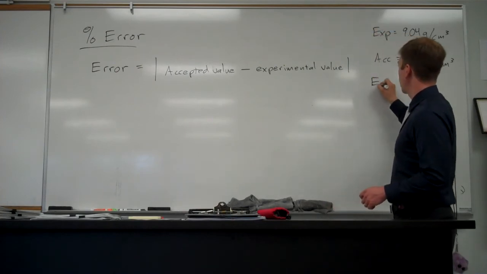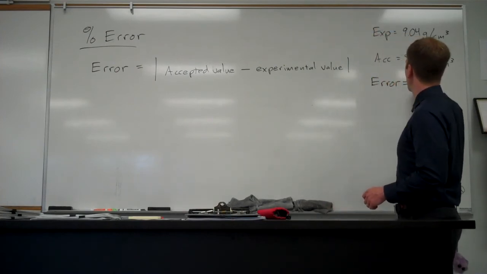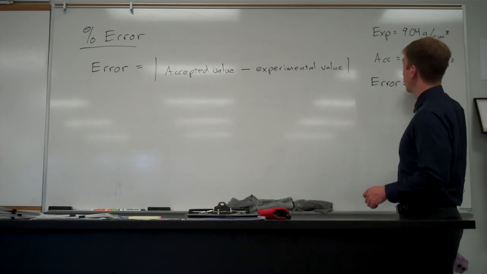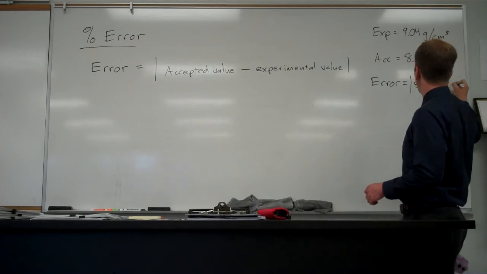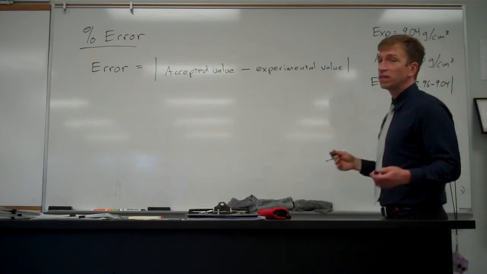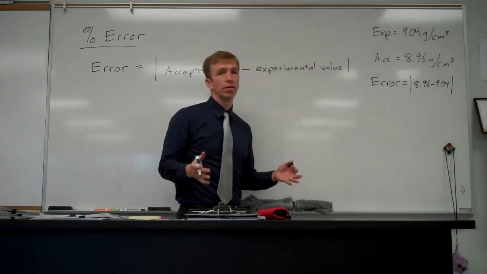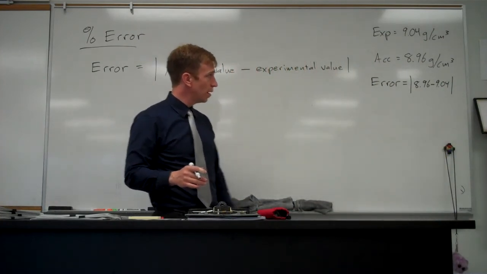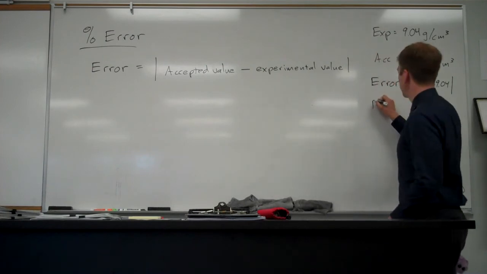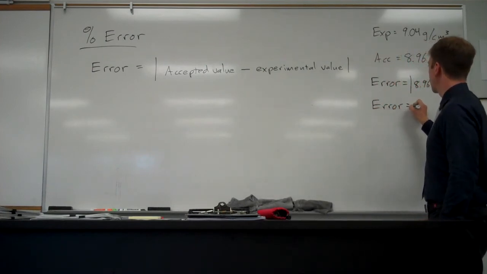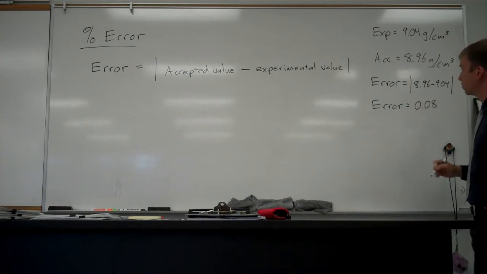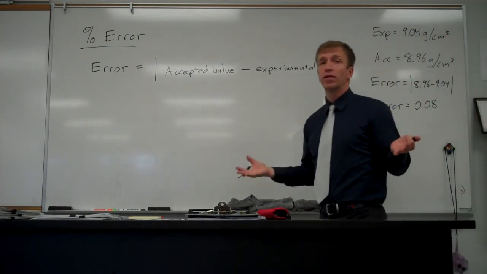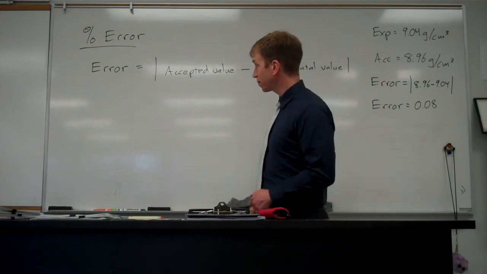In this case, the error is equal to the absolute value of the accepted value minus the experimental value. Because of the absolute value signs, the error is always going to be a positive number. This means that your error is equivalent to 0.08. And for the lab that we do, that's a relatively small percent error.